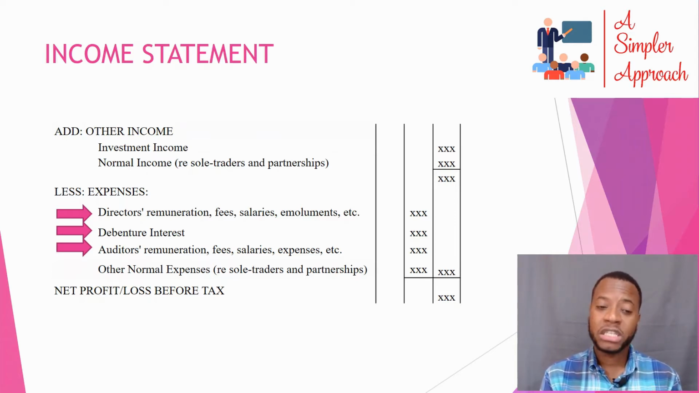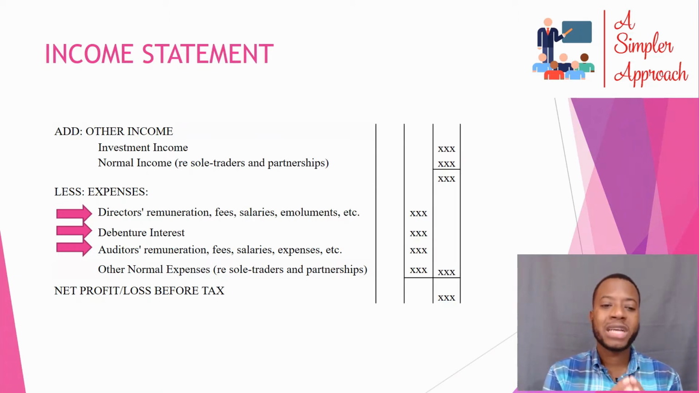Now the next section says other normal expenses. That means all the other expenses that you know about. Cable, what's that other one? It just flew out of my mind now. Poof. Oh yes, utilities, depreciation, all those other expenses remain the same. They go in their usual spot. Okay, cool.